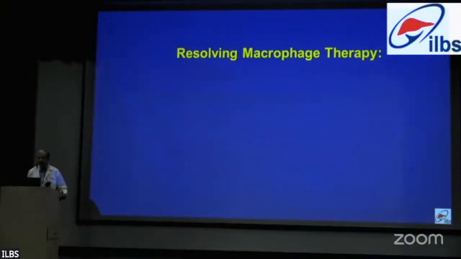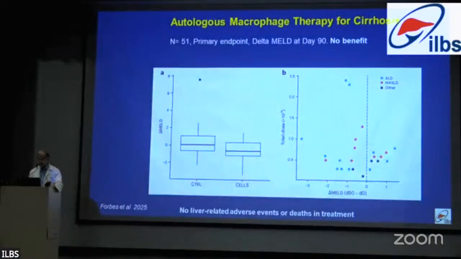Can macrophages themselves, which are defective, give you some benefit? And this is the work by Stuart Forbes in Nature Medicine. He showed that when you give autologous macrophages, he found there is no added advantage in patients with ALD or MSC, but it is safe.